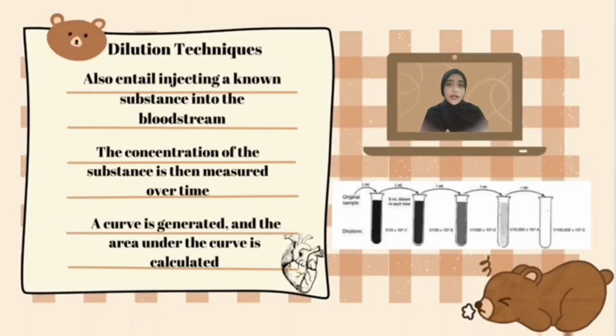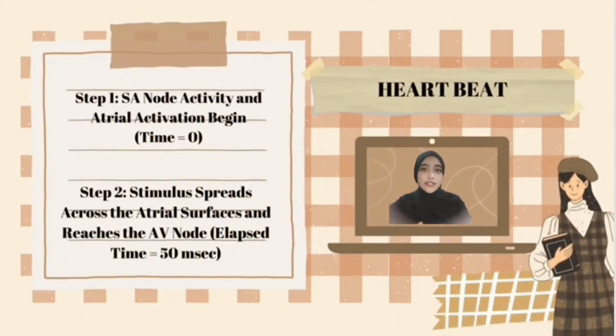Similar to the Fick method, dilution techniques involve injecting a substance into the bloodstream and analyzing its concentration over time. These methods, although more complex, offer crucial information about how well the heart is pumping blood. In summary, while cardiac output is vital for understanding heart function, its accurate measurement poses challenges. Invasive methods like flow meters are less favorable, prompting the use of indirect yet valuable approaches like the Fick method and dilution techniques.